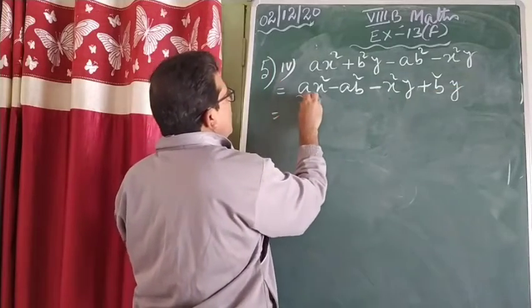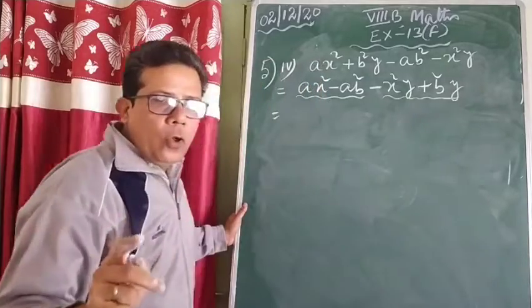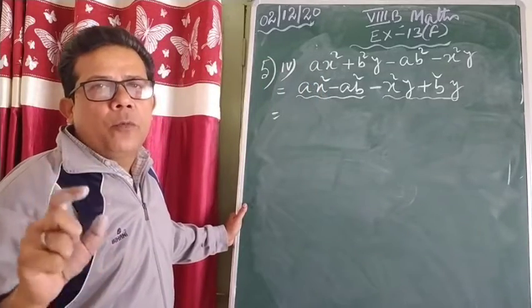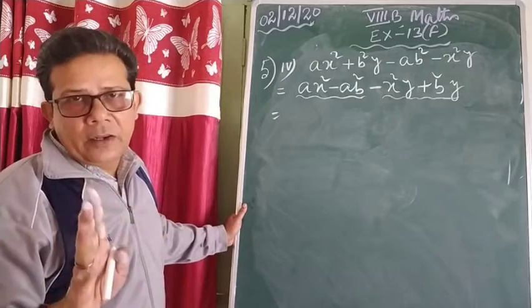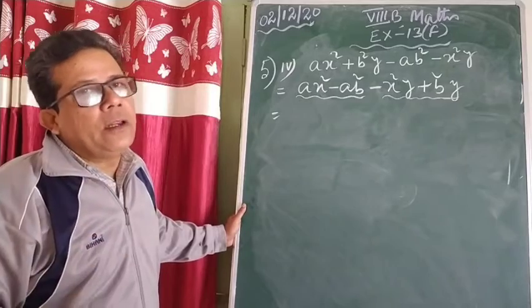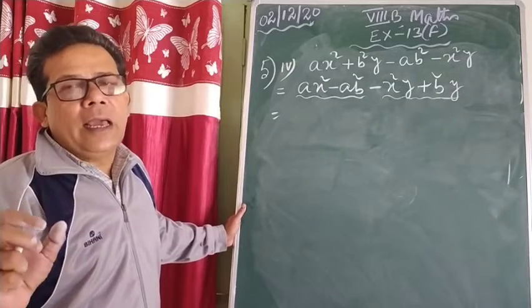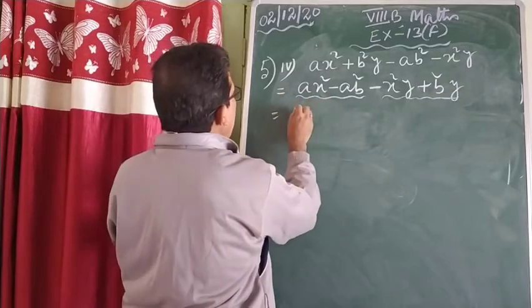Now, from these two you take common, and from these two you take common. And what is the rule? After taking common, if both the bracket one is same, that means your arrangement is correct. If it is not coming same, then once more you arrange it so that you will get both the bracket one same. That's the system. So from here, what common will come?